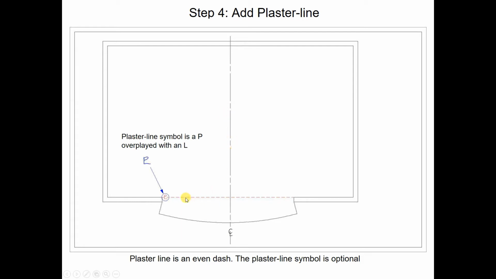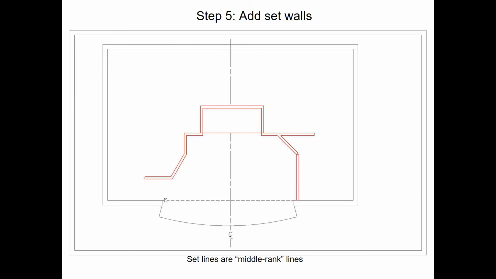It is an even dash, because what it's actually showing us is that there is something overhead, and we'll talk more about that in a little bit. Then you're going to go ahead and add in your set walls. So these set walls here are simply just the outline of whatever you decide how your room needs to be.